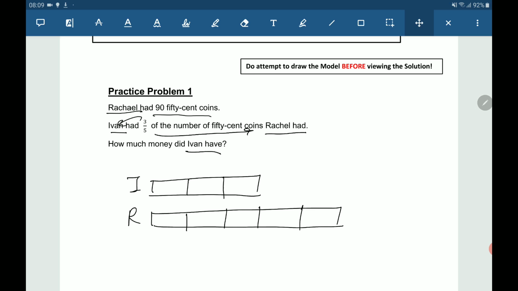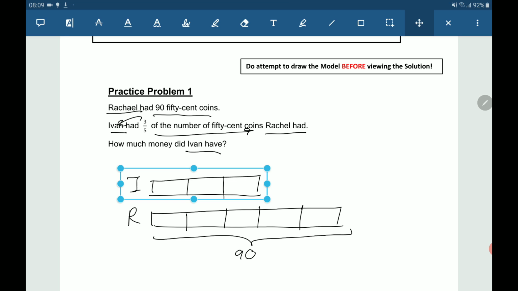And Rachel had 90 50-cent coins. So you draw an arrow and write 90 50-cent coins. And how much money did Ivan have? So be very careful when you put the question mark like this. That refers to how many, right? How many 50-cent coins does Ivan have? Because the model here represents the number of coins. Alright, so you can put a question mark if you want, but don't get confused. Make sure you know that you are asked for the total value, right? The value of his money.